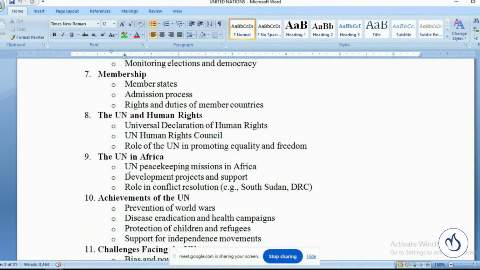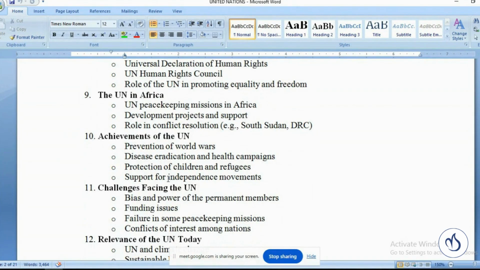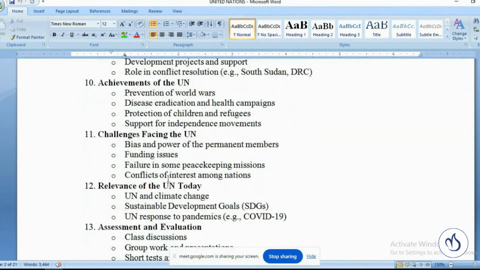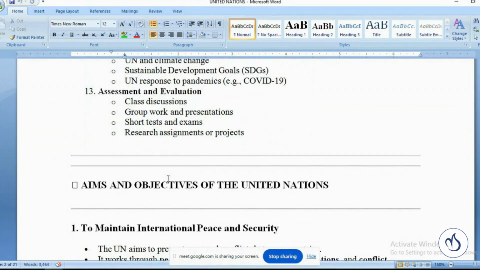And by the way, it helps its members. If you are not a member of the UN, it can't allow you to enter. It can never allow you. It has 193 members. The major aims of the UN in this world: it protects human rights. That's the only thing I know about it.